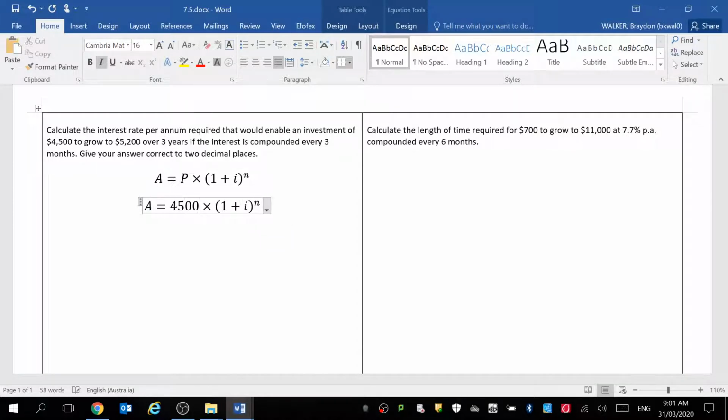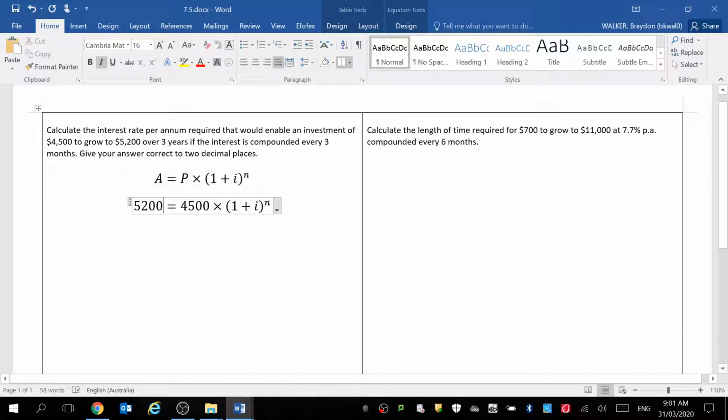So the 4,500 is going to be our principal. It has to grow to 5,200. Now, that's not $5,200 interest. That's the total amount of money at the end. That is our A value. Okay, so that's going to be the 5,200 over 3 years if the interest is compounded every 3 months.